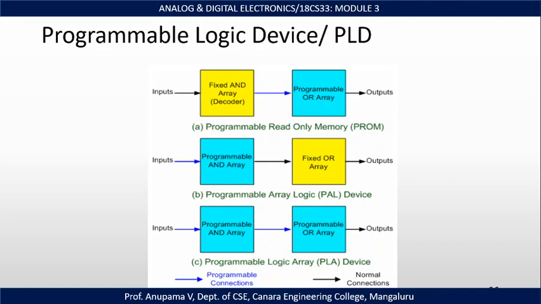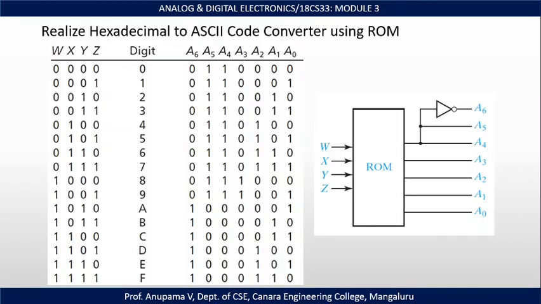We have implemented a few Boolean equations using PLDs in the previous session. Now we'll discuss a few more Boolean expressions and how to implement them using programmable logic devices, that is PROM, PAL and PLA. Now let us see how to realize hexadecimal number to ASCII code conversion using ROM. Write all possible hexadecimal numbers from 0 to F. Then write their equivalent ASCII code.